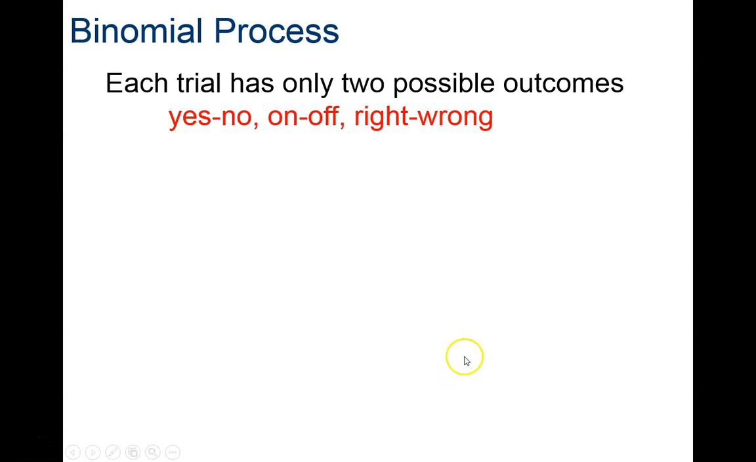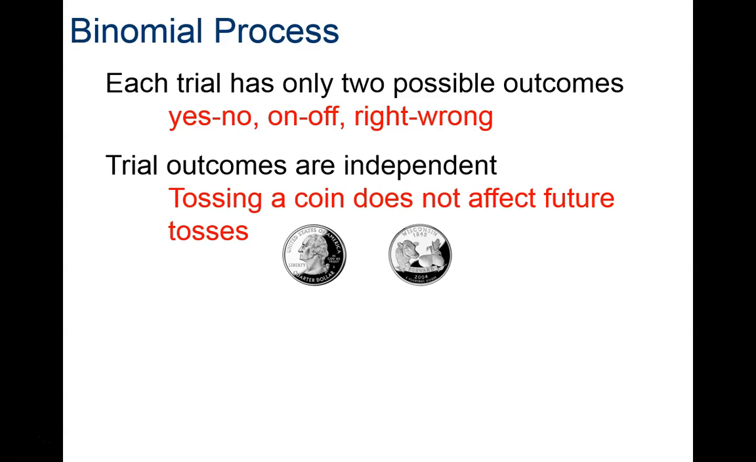Okay. The binomial process. So in using the binomial process, each trial has only 2 possible outcomes, like heads or tails, yes or no, on and off, right or wrong. Okay. So one thing to keep in mind is one coin flip does not influence the probability of the second flip or the third flip or the fourth flip.